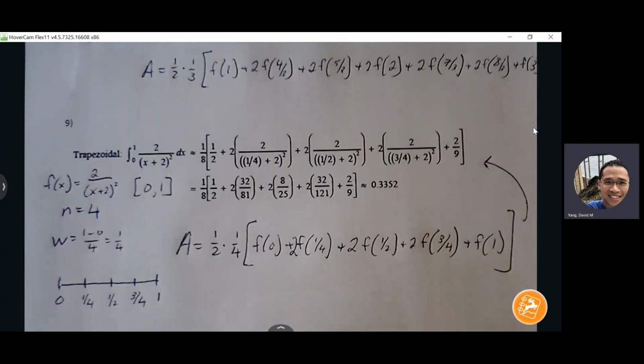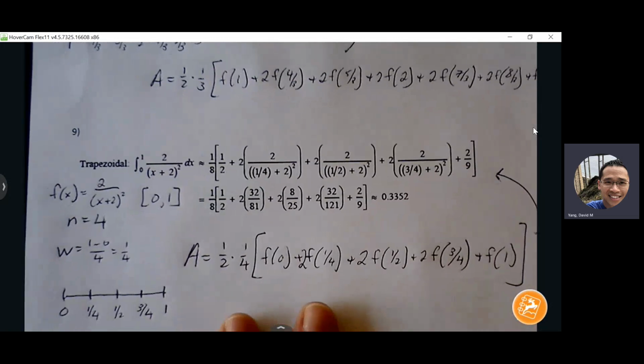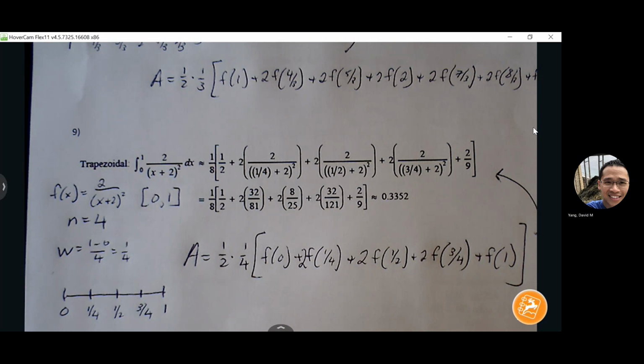And then number 9, same idea. Really, if you can just find the subinterval, then everything else is going to feel the same. 1/2 times width, add up all the heights, and then double all the ones in between, and the ones at the end just only get used once.